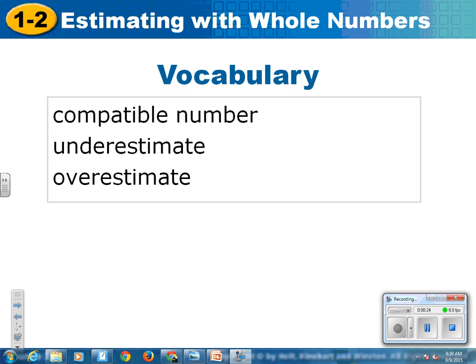We're going to talk about compatible numbers. We're going to talk about underestimates, overestimates. Does anyone have any idea what the word compatible means? They fit together. They work together. If two things are compatible, it means they work well together. So what we're going to work with is compatible numbers. We're going to work with rounding.